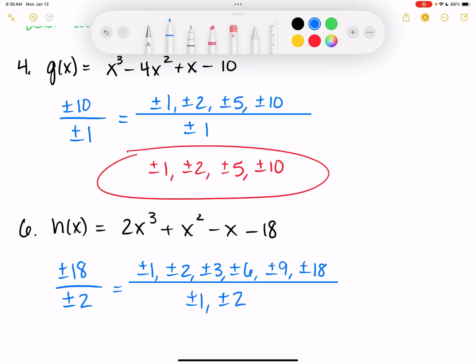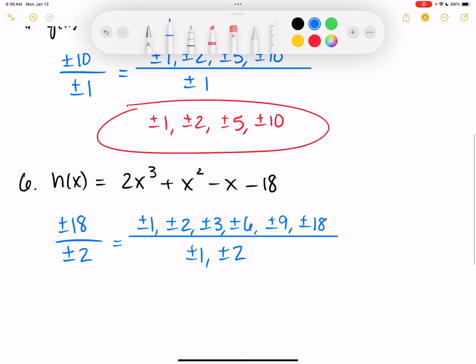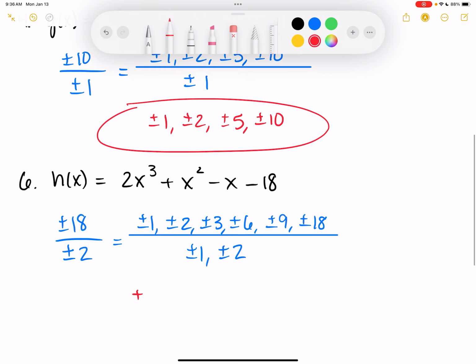All right, so this is the key part. Everything that you factor on the bottom is always going to be 1 and something. No matter how many numbers on the bottom, there's always going to be 1. That means every single number on top always gets copied down at least one time. So the first thing I'm going to do is copy down all of these numbers: 1, 2, 3, 6, 9, and 18, all plus or minus.